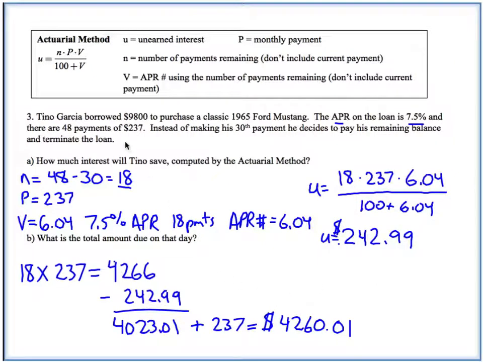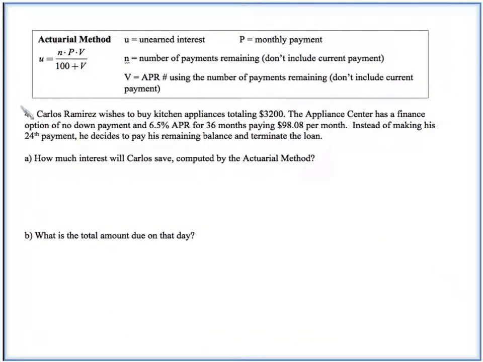Okay, so that is how you go ahead and process paying off the loan early using the actuarial method. And I want you to give number 4 a try on your own. When you're finished, come on back and check your work.